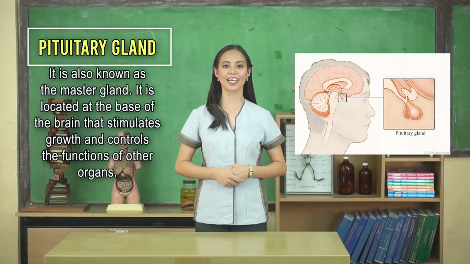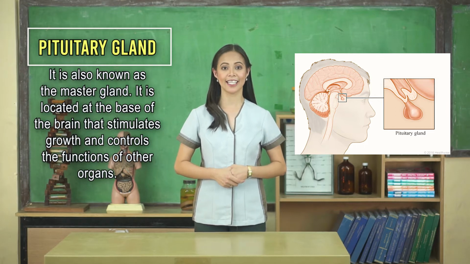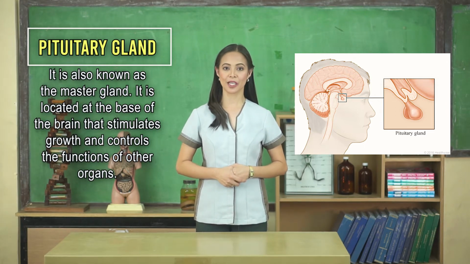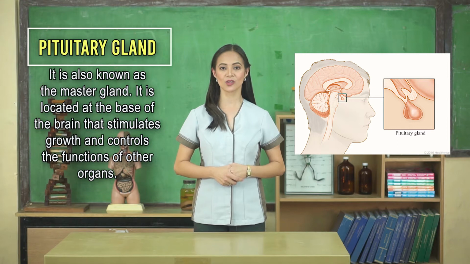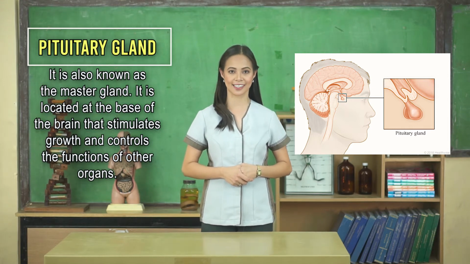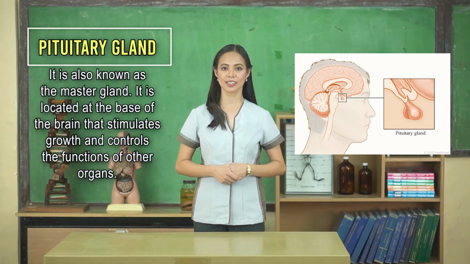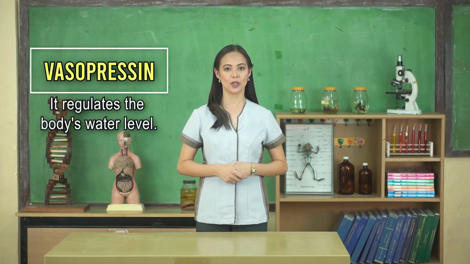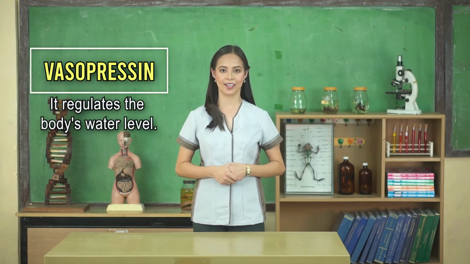The pituitary gland is also known as master gland. It is located at the base of the brain that stimulates growth and controls the functions of other organs. It releases hormones such as vasopressin, which regulates body's water level.